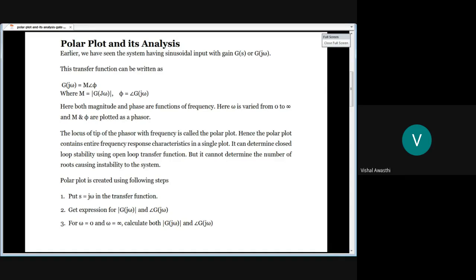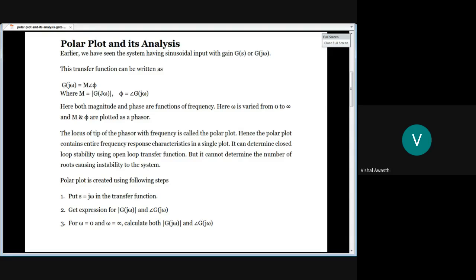So it is understood that it is a single plot, not on semi-log paper or log paper, it is on simple paper, and you are just varying the frequency omega from 0 to infinity, and you are getting the value of magnitude and phase. You are putting this magnitude and phase on that plot, and whatever response or characteristic is coming, that is the polar plot. And after analyzing this plot, we will get the condition of its stability.